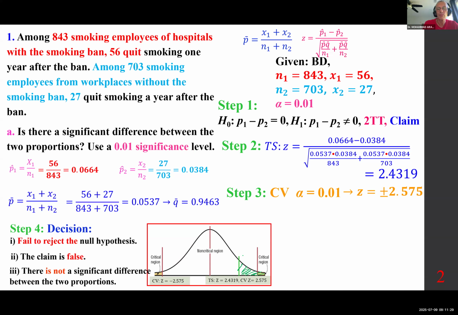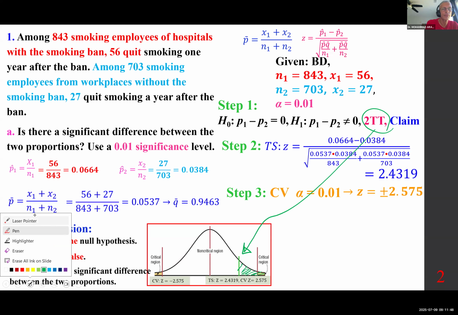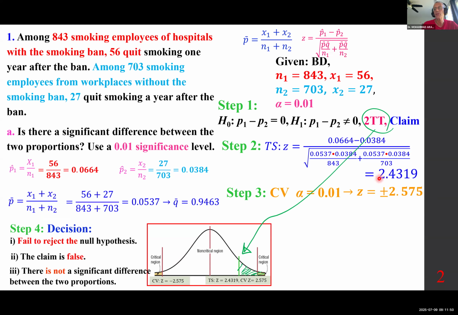But it's not a right tail test. It's a two tail test. So you have to multiply this by 2 and compare it to alpha. That's how you do that if you're doing it using a table. Find the area to the right of the test statistic 2.4319 and then multiply by 2.